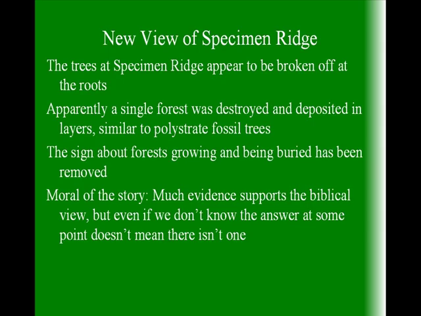So my understanding is that the trees at Specimen Ridge appear to be broken off at the roots. They don't have the well-developed root systems that you might expect if they had really grown there. And so it looks rather like a single forest was destroyed and deposited in layers, kind of like what we can see now with regard to Mount St. Helens, similar to polystrate fossil trees, where they get buried upright across several layers. And I understand that the sign about forests growing and being buried has now been removed.